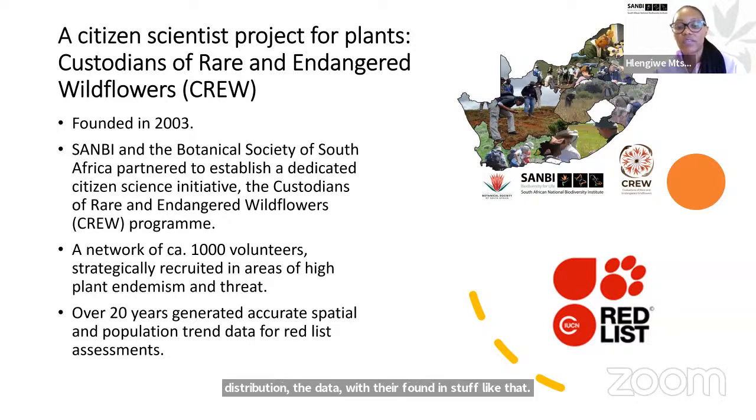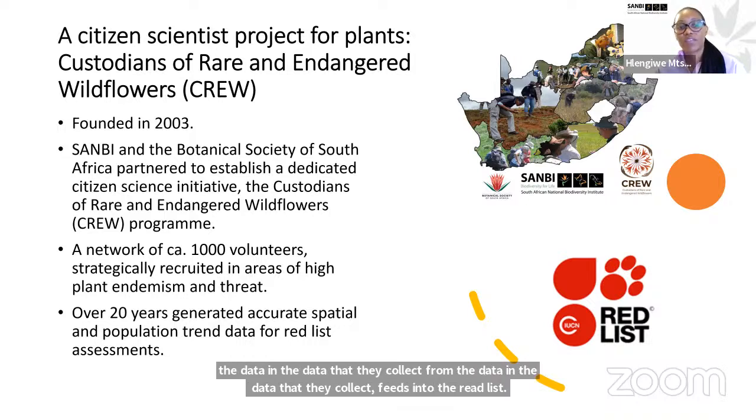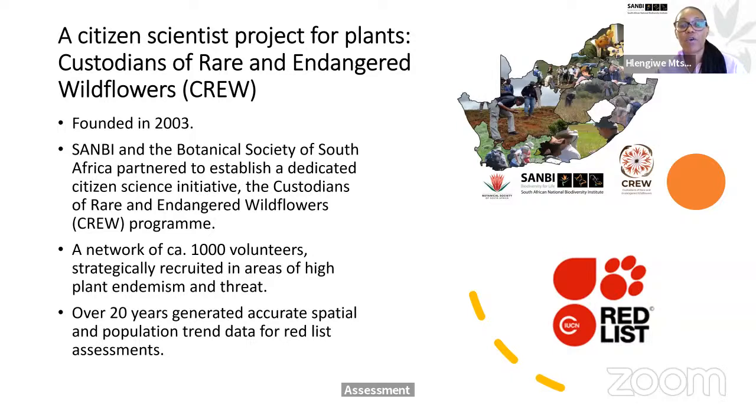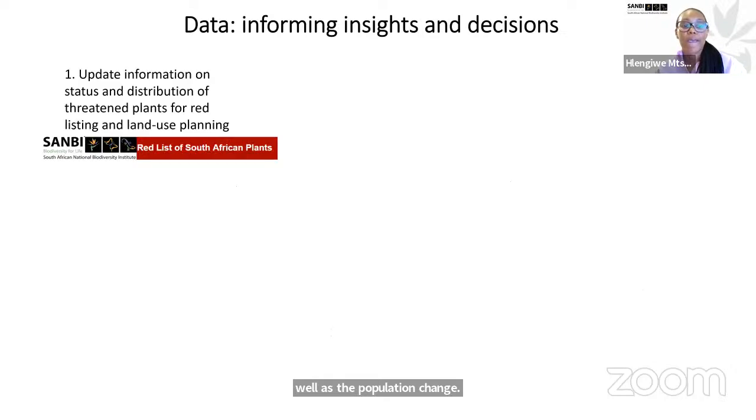This network has about 1,000 citizen scientists so far, and they all assist us in collecting the data, and the data that they collect feeds into the red list assessments. Over the 20 years, the data they have collected has helped to generate accurate spatial data, as well as population trends for the red list assessments.